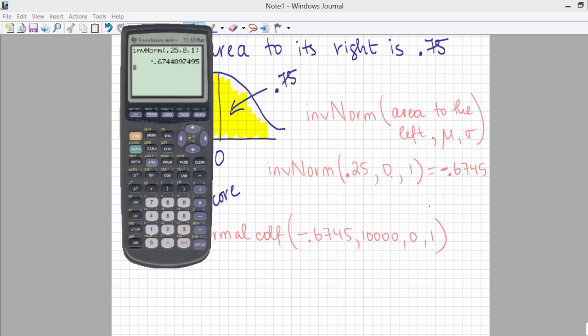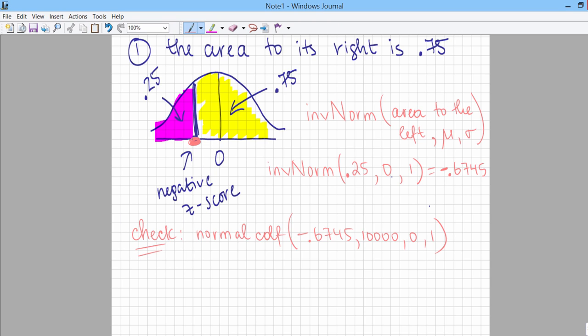Okay, so let's go back to second variables. We'll do normal CDF. We'll plug in negative 0.6745 up to 10,000, 01, and there you go. That doesn't contradict, and it actually reaffirms that our computation was done correctly. Okay, so that's how you find the z-scores if you're given the area to its right.